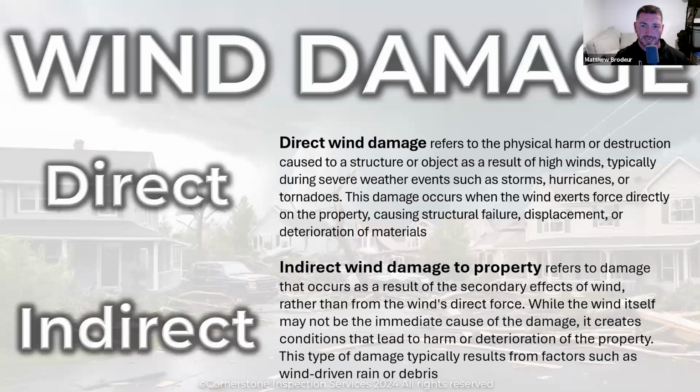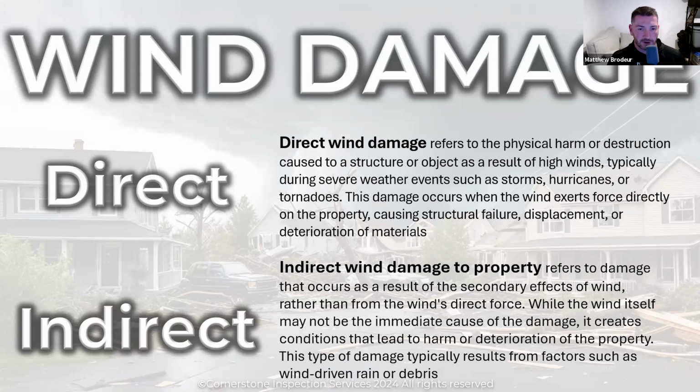The damage occurs when the wind exerts force directly on the property, causing some kind of structural failure, displacement, or deterioration of material. Indirect damage, like we said before, is a result of the secondary effect of the wind rather than the direct force of the wind.